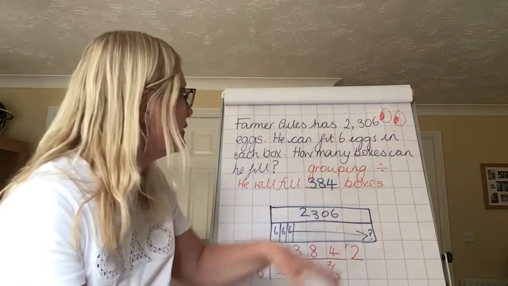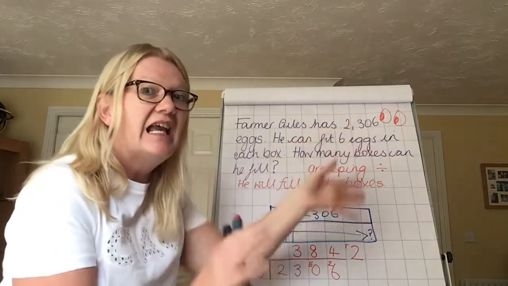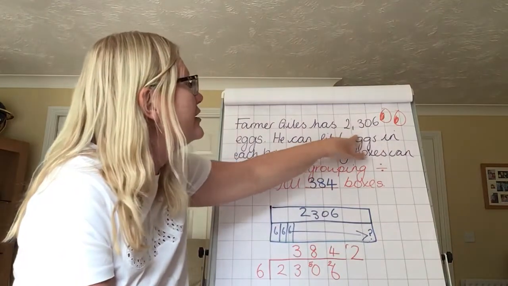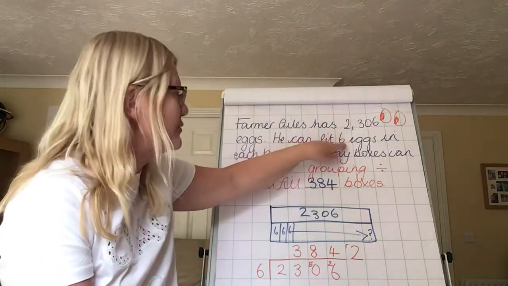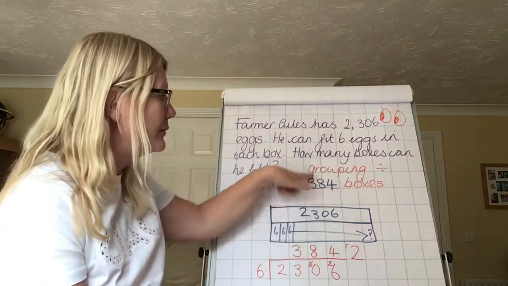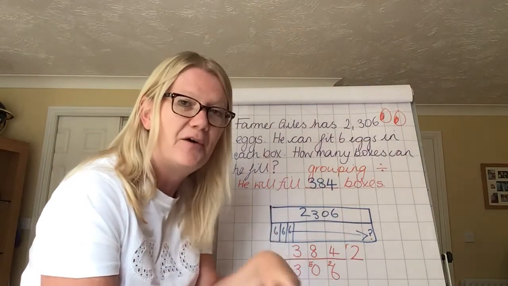Okay, so we did consider, we did construct, we did calculate. Let's check. Okay, so 2,306 is nearly 2,400. It's not far off. And I know that if it was 2,400 divided by 6, that would be 400 because 4 sixes are 24. So we're not far off. That's a sensible answer. So we've done the whole thing.